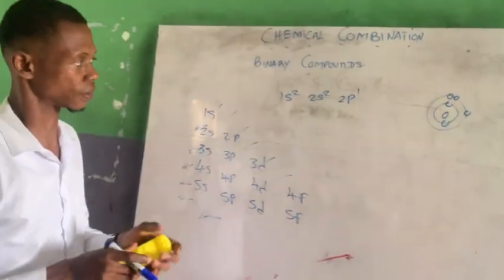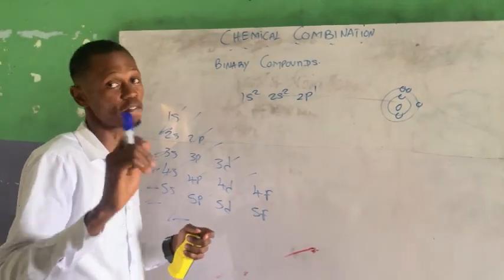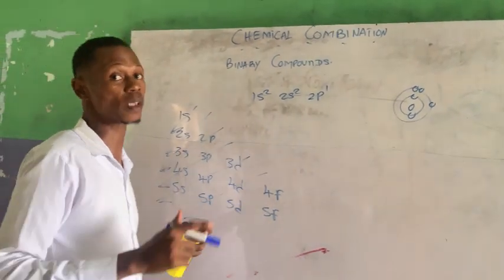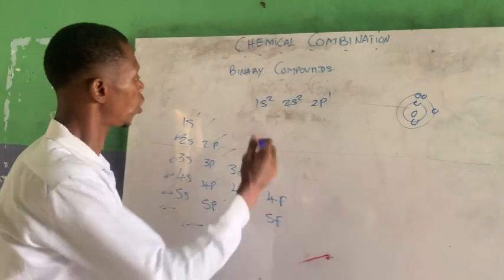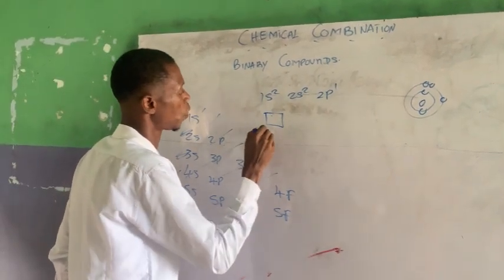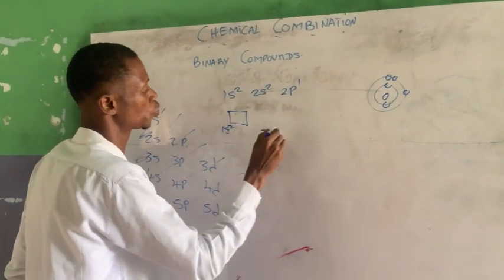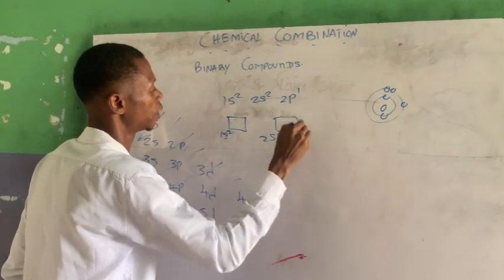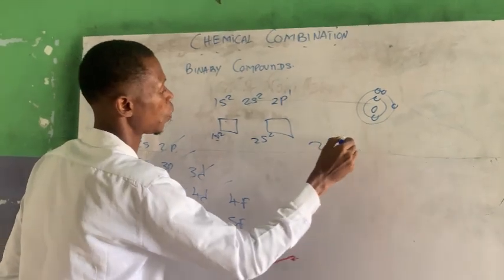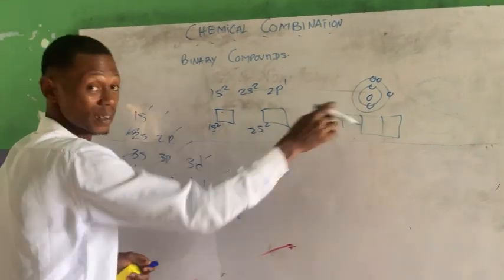So let's look at this. You know your Hund's rule. Hund's rule says you first fill all the orbitals before you begin to fill other ones. This is 1s, it carries 2 electrons, so 1s2. This is 2s, 2s2, this gets 2. This is 2p, and it gets 3 places, 1, 2, 3. You carry 6.